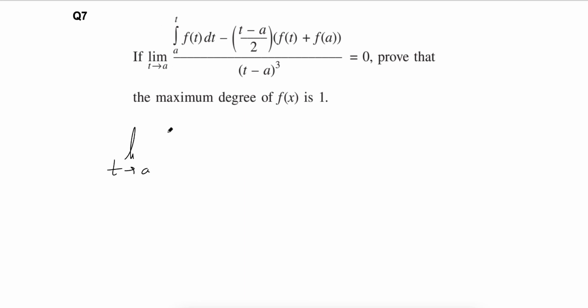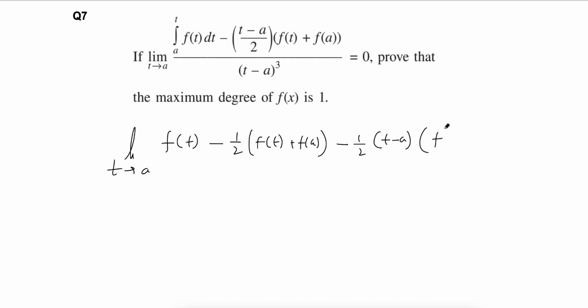Differentiation of this, that will be what? f of t itself minus this differentiation. 1 by 2 will be outside. (t minus a) differentiation will be 1. So f(t) plus f(a) minus 1 by 2 (t minus a) f dash(t) plus nothing, because f(a) differentiation will be 0. L'Hospital I have applied, nothing else I did. 3 into (t minus a) whole square.